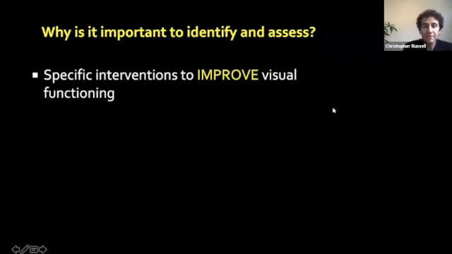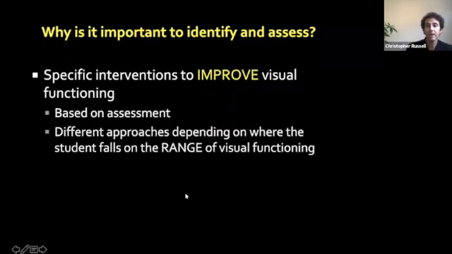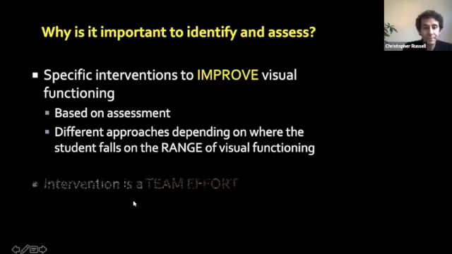Yep, so you don't have to use a specific protocol, but in order to be appropriate, you have to at least address the unique impact of CVI. It has to be based on assessment, the interventions that we're doing, and the reason that we need it to be based so strongly in assessment is that there are different approaches that we're using to support intervention and progress depending on where the student falls on this range of visual functioning, level of severity of visual functioning, from most severe towards closest to typical vision.